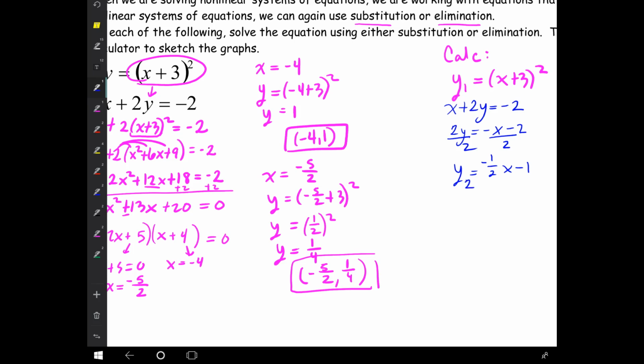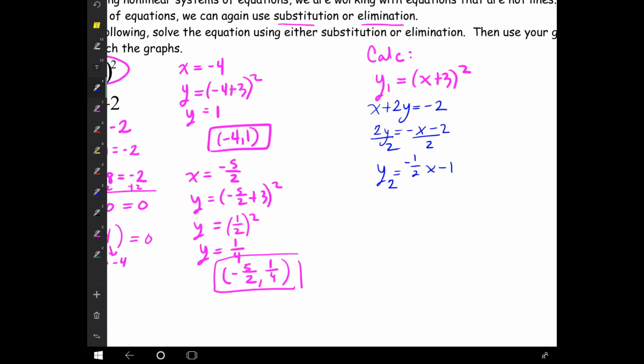Visually, it might be helpful for me to think what types of graphs should I get on my calculator. So what type of graph should the first one be? A parabola, good. It should be facing up.